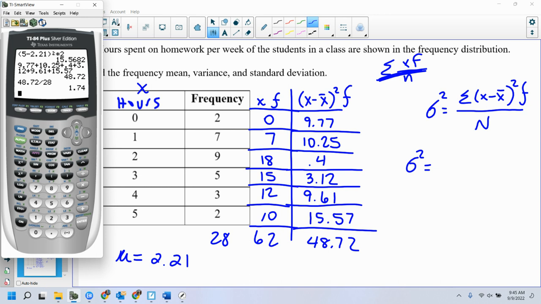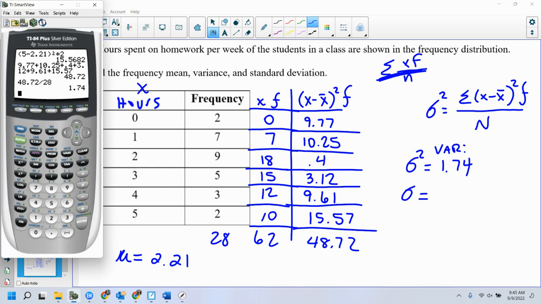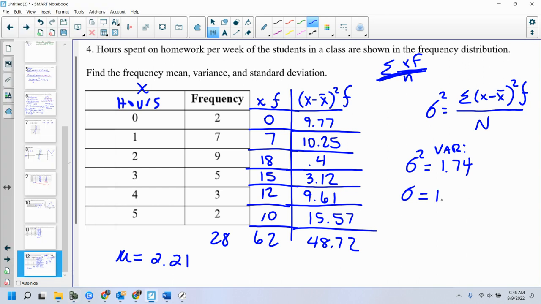So my sigma squared was 1.74, and that's my variance. My standard deviation, my sigma, is the square root of that, which is 1.32. That's my standard deviation.